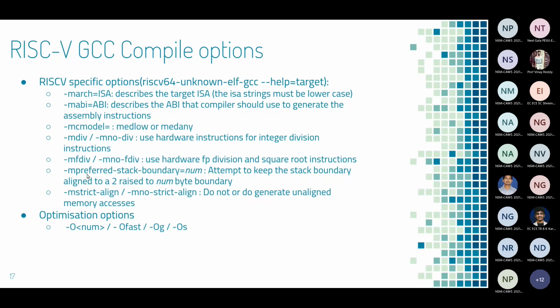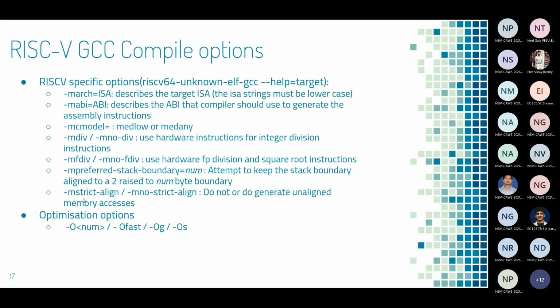Then you have a preferred stack boundary. This is in case all of your compilation is using the libraries. Usually in bare metal programs, you would not be using these, but it's good to know, right? If you give this particular flag, your stack boundary will always be kept aligned to 2 raised to whatever value you provide.